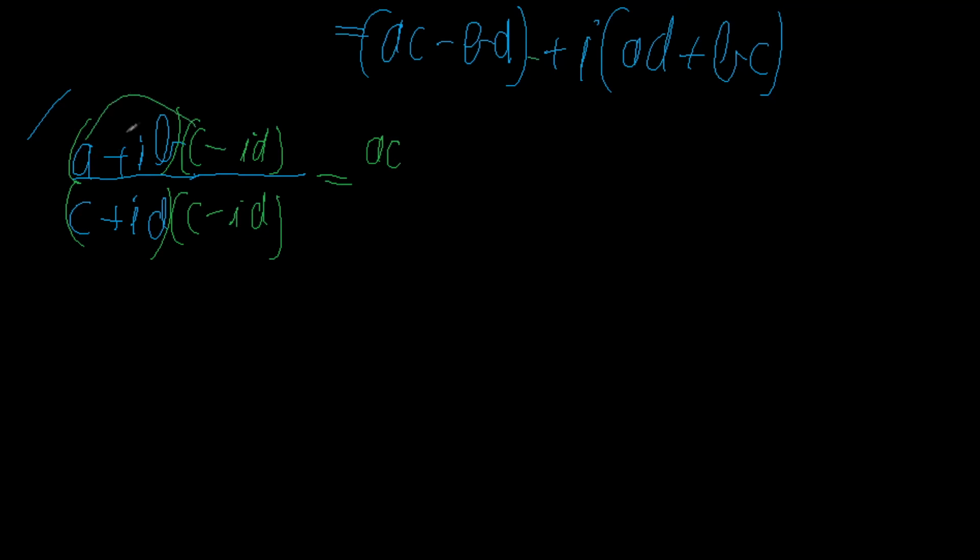AC minus IAD plus IBC. And then this will be minus I squared, which will be plus. So plus BD.